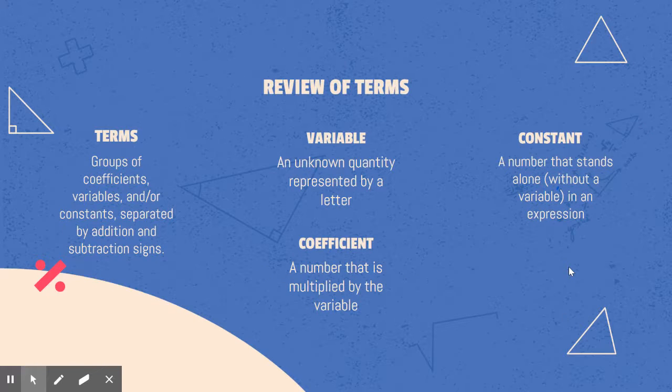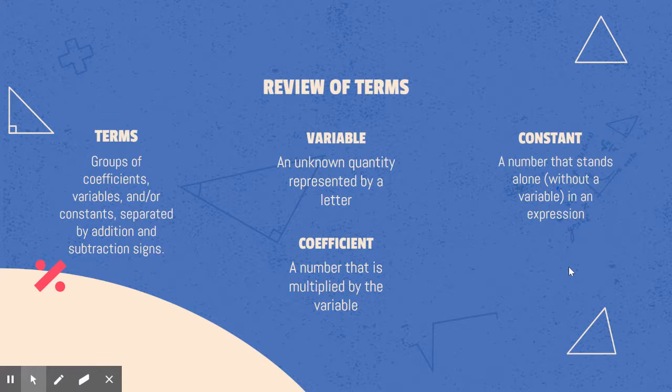So as a review of your vocabulary terms, terms are groups of coefficients, variables, and or constants, and they are separated by addition and subtraction signs. So when you see an expression and it asks how many terms there are, you're looking for how many things are being added and subtracted together. Variable is an unknown quantity represented by a letter. X is the most common variable used in algebra. You can use any letter of the alphabet.